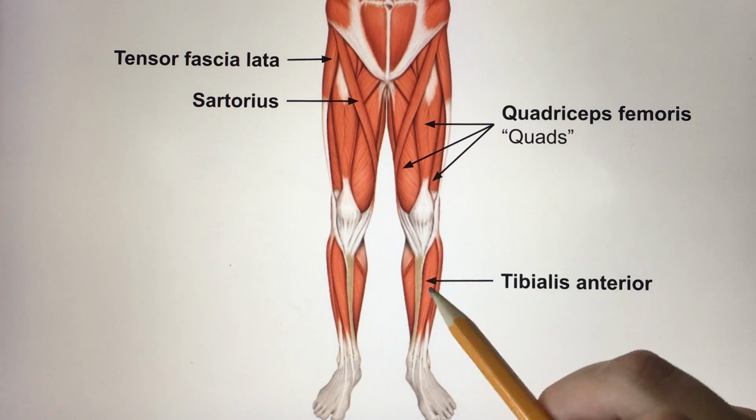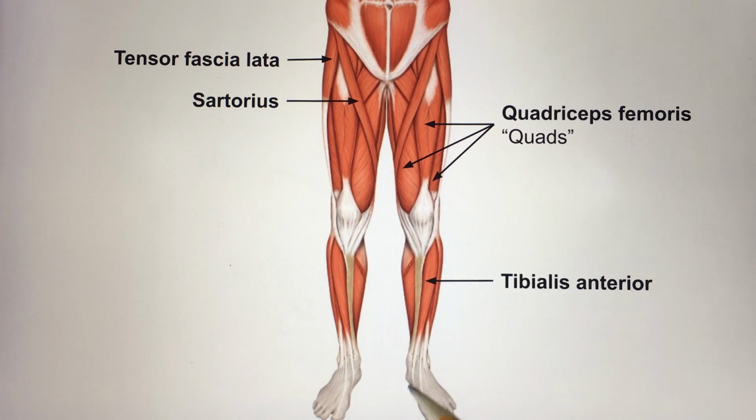And tibialis anterior is involved in the movement of the ankle, kind of like bending the ankle towards your face. So if you're driving, you're going to push on the gas pedal, that's called plantar flexion, and you're going to ease off the gas pedal to slow down and pull your foot towards your face. This is called dorsiflexion. So tibialis anterior is involved in dorsiflexion.